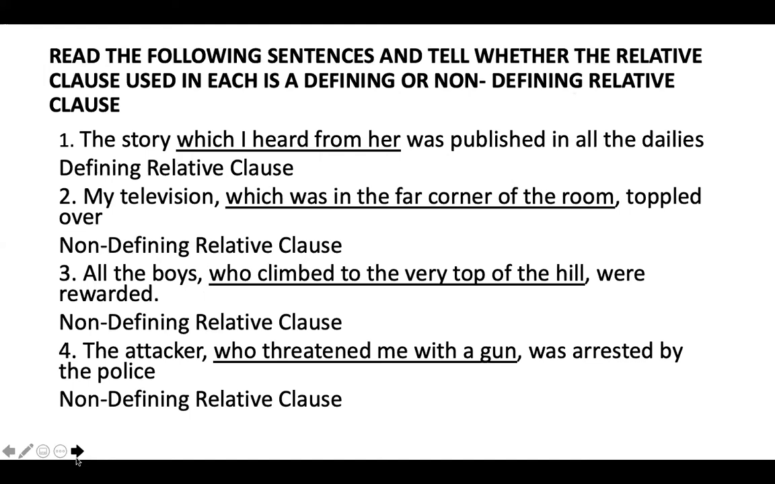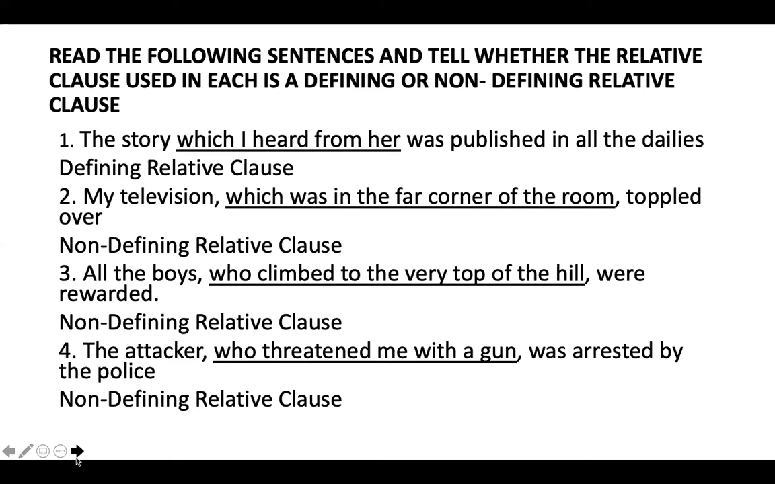Now we have some exercises. Let us do the exercises. Read the following sentences and tell whether the relative clause used in each is a defining or non-defining relative clause. First one, the story which I heard from her was published in all the dailies. Which I heard from her. This is a defining relative clause.